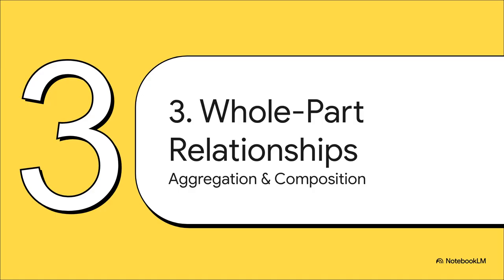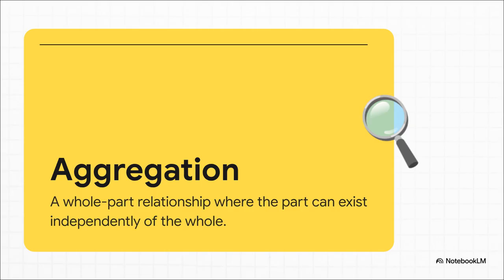Of course, classes don't exist in a vacuum, right? They connect, they interact. So next, let's look at one of the most common ways they connect, whole-part relationships, where some classes are literally built out of other classes. First up is aggregation. You can think of this as a has-a relationship, but it's a pretty weak one. The key thing you have to remember here is that the part's life cycle is not tied to the whole. It can exist all on its own.